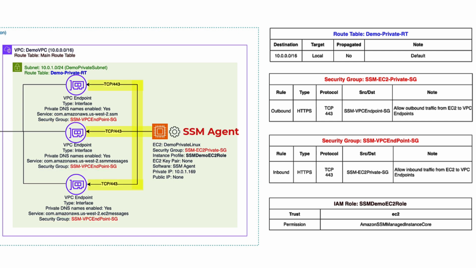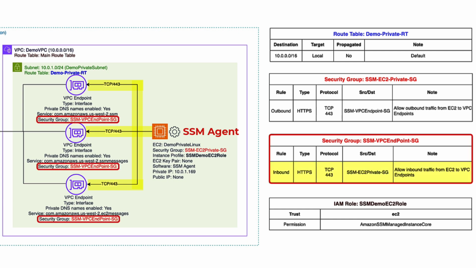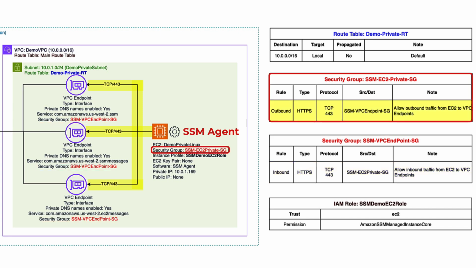In our case, the SSM agent in the EC2 initiates the connection from the EC2 to the Session Manager via TCP port 443. This means that the security group for the VPC endpoints needs to allow inbound traffic from EC2 on TCP port 443. Likewise, the security group for the EC2 needs to allow outbound traffic to the 3 VPC endpoints. Remember, the security group rules are stateful, so we don't need rules for response traffic.